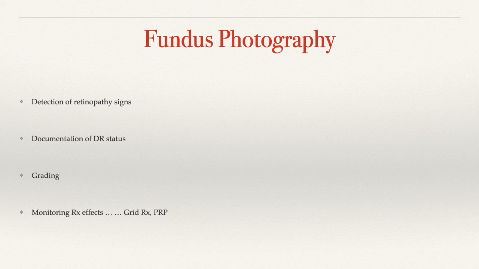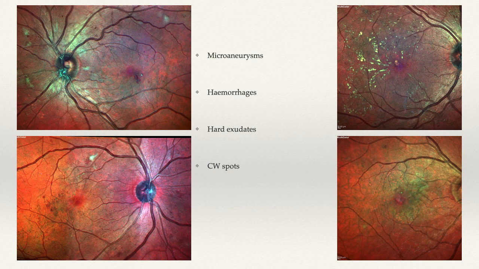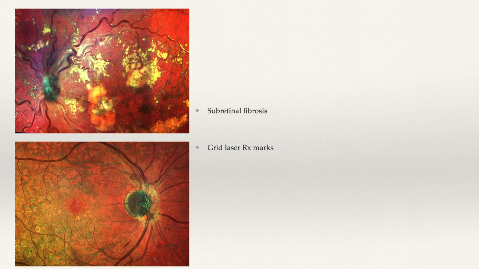Fundus photography is useful for detection of retinopathy signs, documentation of diabetic retinopathy status, grading, and monitoring of treatment effects. Here are some pictures of signs of diabetic retinopathy at its different stages: the microaneurysms, the retinal hemorrhages, the hard exudates, and the cotton wool spots. In more advanced cases, the presence of subretinal fibrosis, the scars of laser treatment.